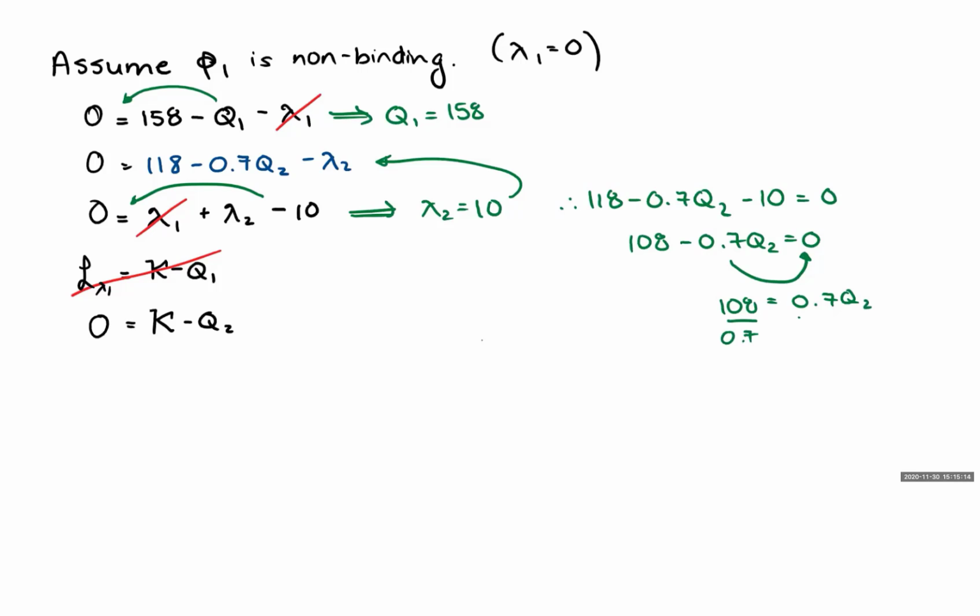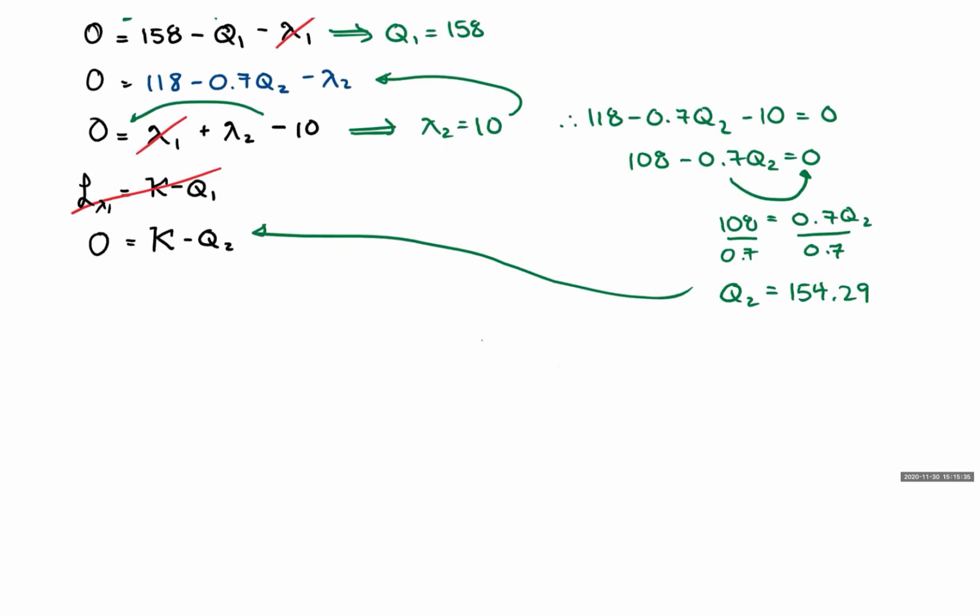Moving this over to the other side of the equation, I get 108 is equal to 0.7 Q2. Dividing both sides by 0.7, I get Q2 is equal to, I know the suspense is killing you right now, 154.29. So then I sub that into my last equation. 0 will be equal to my kappa capacity minus Q2 of 154.29. Therefore, my capacity is equal to 154.29.